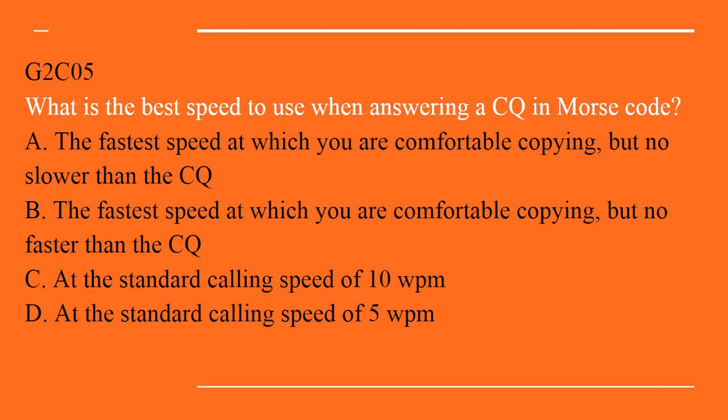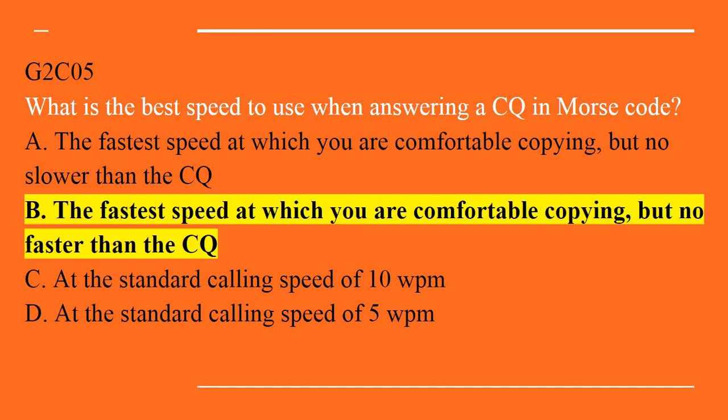G2C05. What is the best speed to use when answering a CQ in Morse code? A. The fastest speed at which you are comfortable copying but no slower than the CQ. B. The fastest speed at which you are comfortable copying but no faster than the CQ. C. At the standard calling speed of 10 words per minute. Or D. At the standard calling speed of 5 words per minute. Correct answer is B. At the fastest speed at which you are comfortable copying but no faster than the CQ.